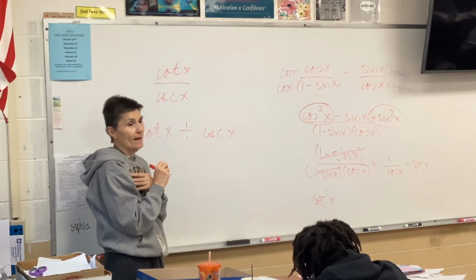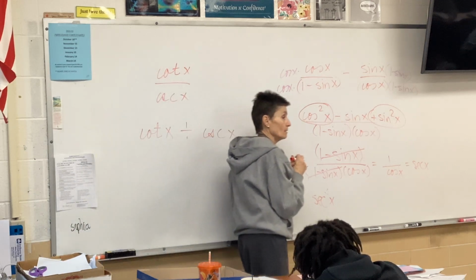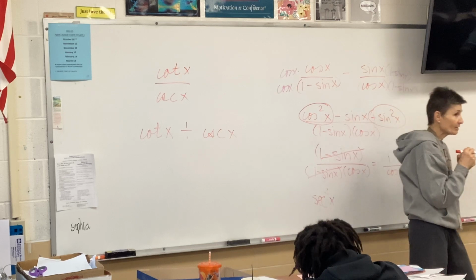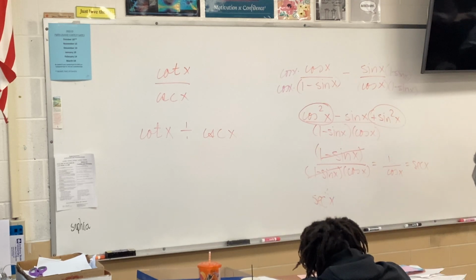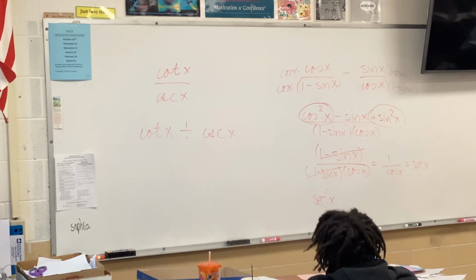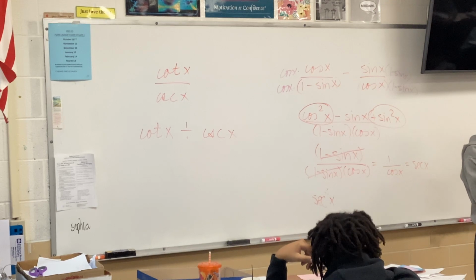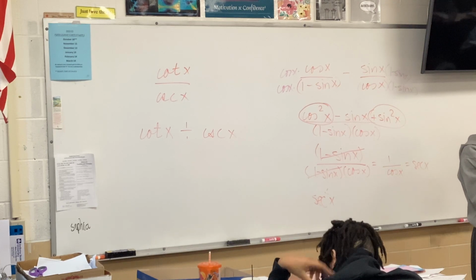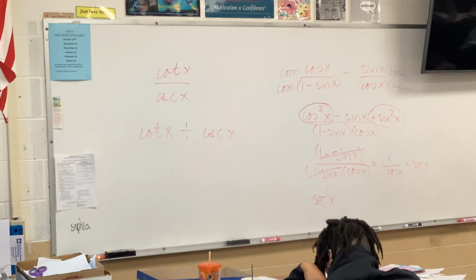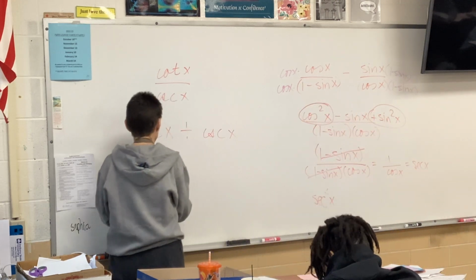Now, why do I want to do that? Well, what is cotangent? Look at your paper. You're not going to see it. But what you are going to see is tangent is sine over cosine. What do we know about cotangent? Cotangent is the reciprocal of the tangent. So if tangent is sine over cosine, then what's cotangent? Cosine over sine. So I'm going to write this as cosine over sine.